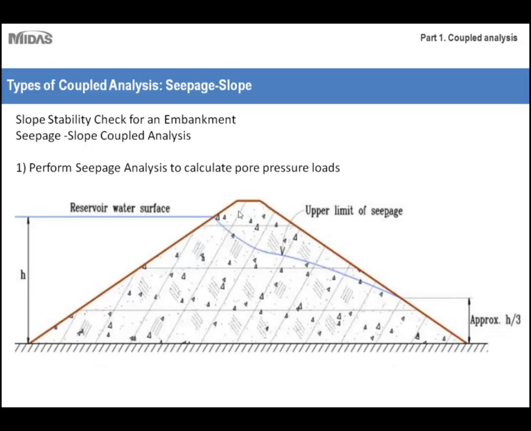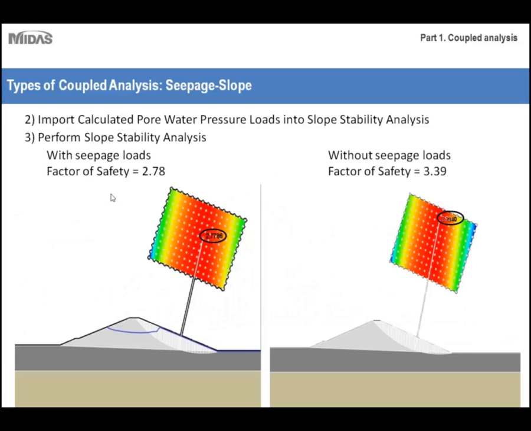So what has to be done is, first and foremost, a seepage analysis has to be performed on this embankment, just to analyze the effective stress as well as the flow quantities that are occurring because of this reservoir. Afterwards, after you have your pore pressure loads, in your next step, you would import the calculated pore water pressure loads into your slope stability analysis.